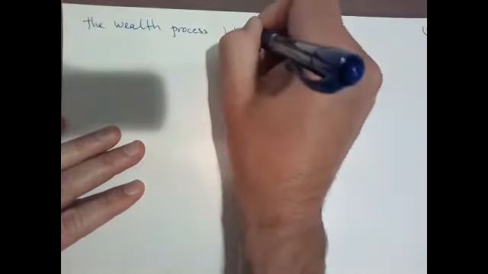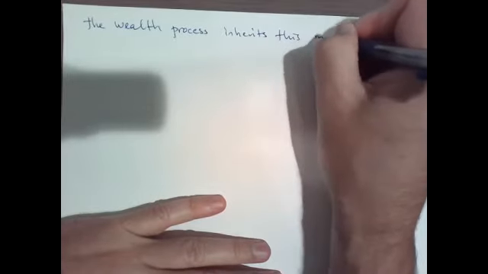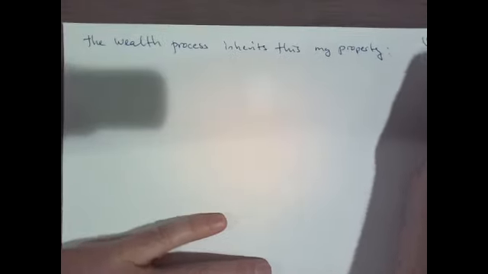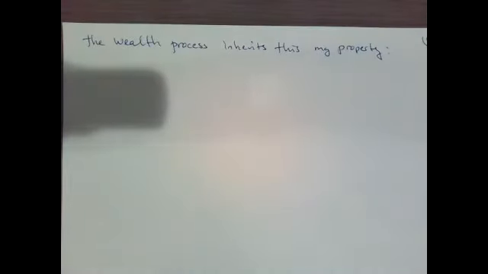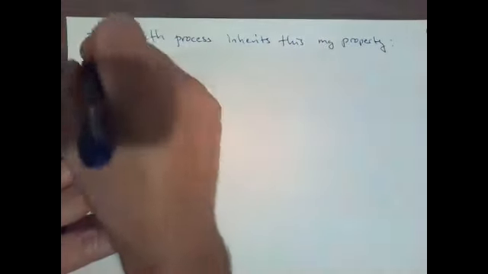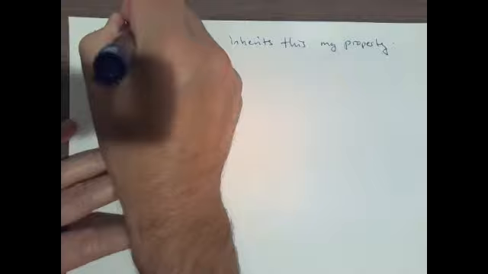So the wealth process inherits this martingale property. This is not completely obvious to see, so we're going to take this slowly and try to argue why that's the case. So first, I should say the discounted wealth process, everything has to be discounted, inherits this martingale property.